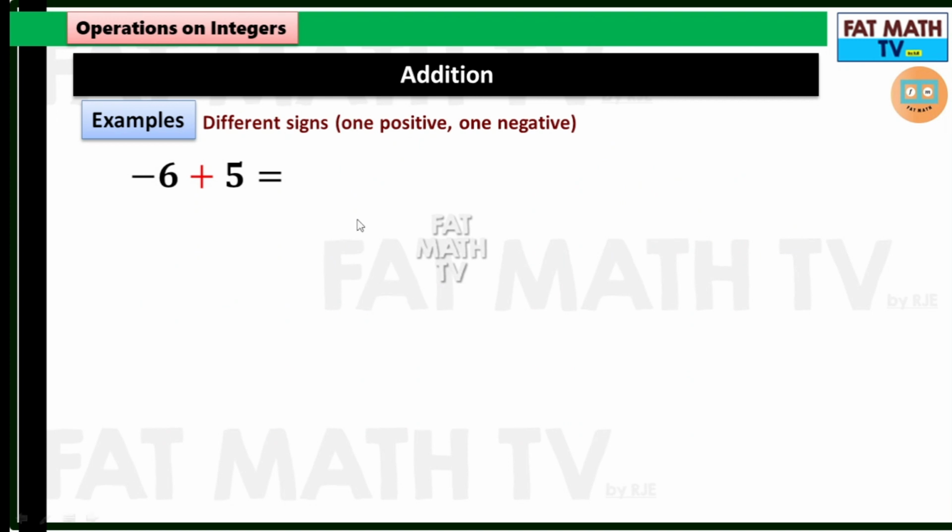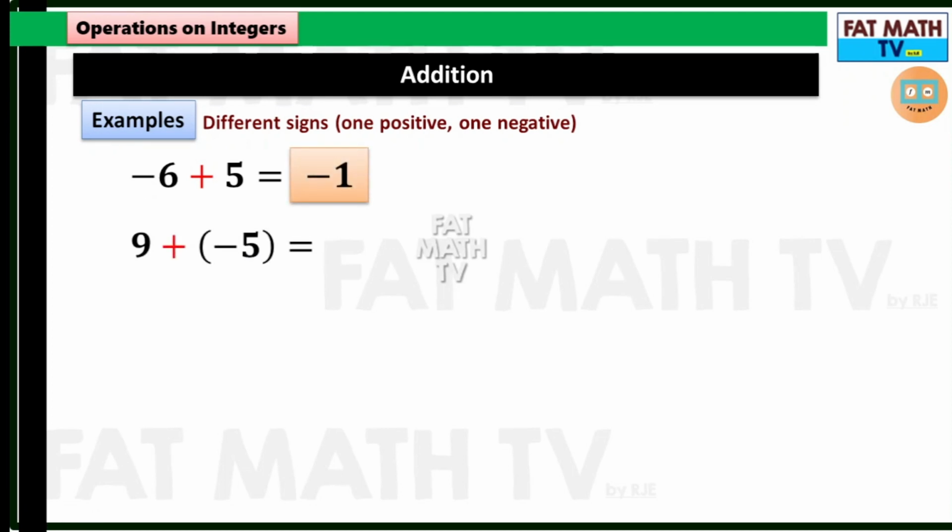Okay, -6 plus 5. One is negative, one is positive, so they have different signs. So subtract. 6 minus 5 is 1. But which sign are you going to put in your answer? The sign of 6, which is negative, or the sign of 5, which is positive? The sign of 6, which is negative, because 6 is bigger than 5. That means to say the absolute value of negative 6 is greater than the absolute value of 5. So you have to copy the sign of 6. 6 minus 5 is 1, and 6 is bigger, so negative 1.